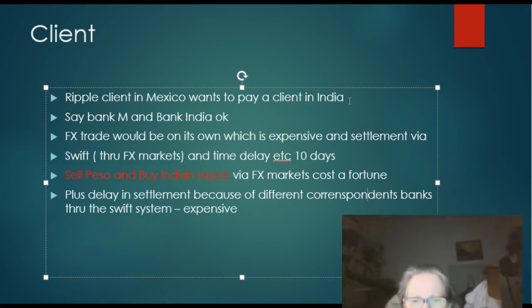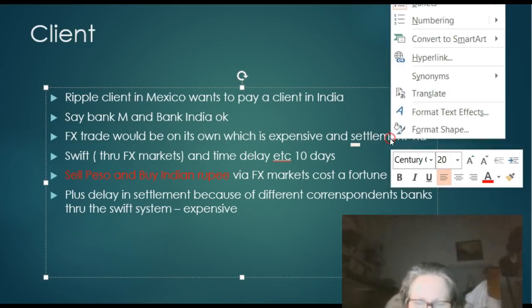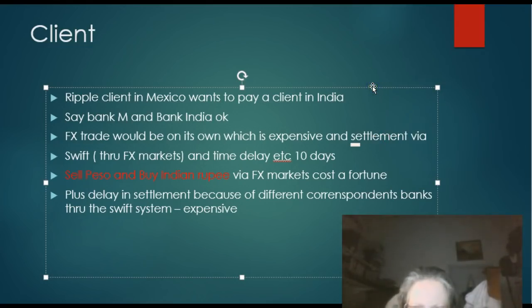So SWIFT may not have a relationship with this Indian bank, and so must find a relationship that can give the money from the Mexican bank to the Indian bank. Now, this takes time. It takes two people confirming deals. Time is of the essence. Foreign exchange markets are moving all the time.